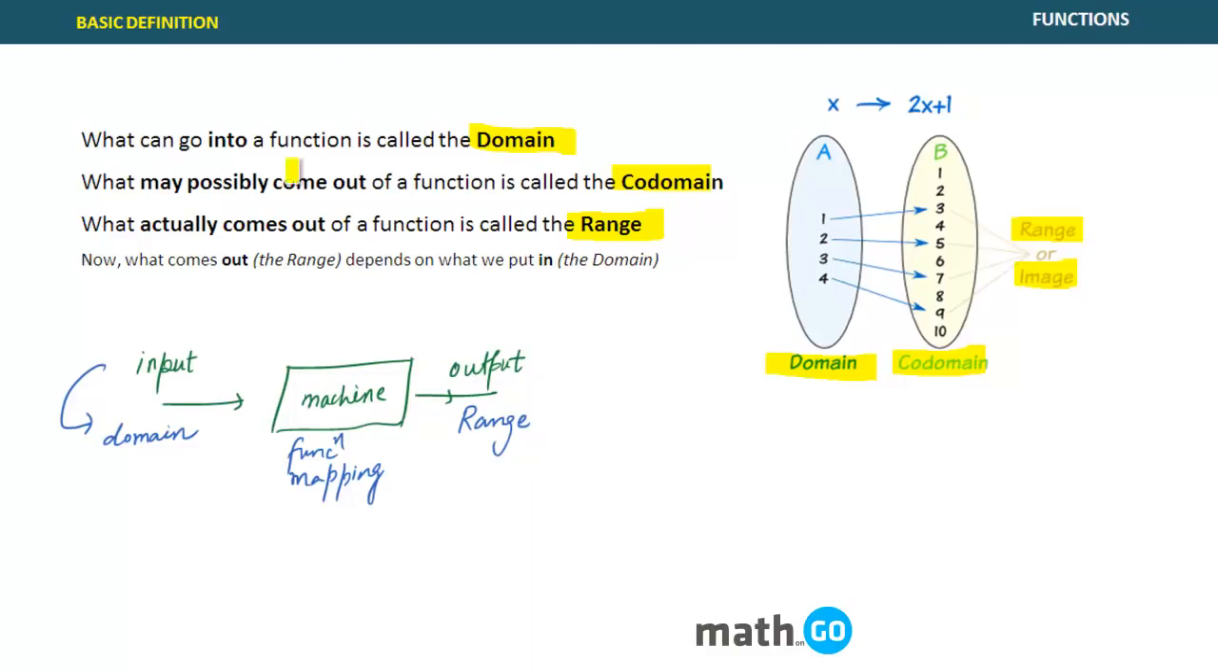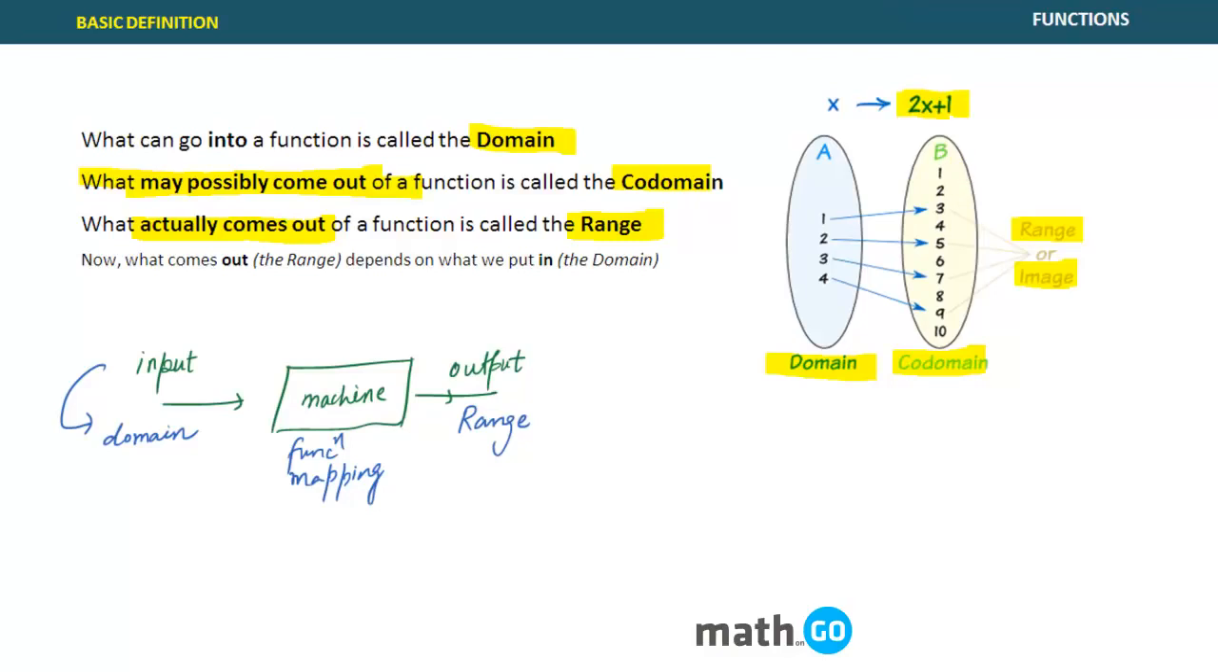So that codomain is what may possibly come out of a function. May possibly, right? It is not that it will exactly come out, but what may possibly come out. But what actually comes out of a function or a machine is called the range. So for example, I have taken a function there. Mapping is done such that every element you substitute here will return 2x plus 1. So for example, if you put 1, you will get 3.